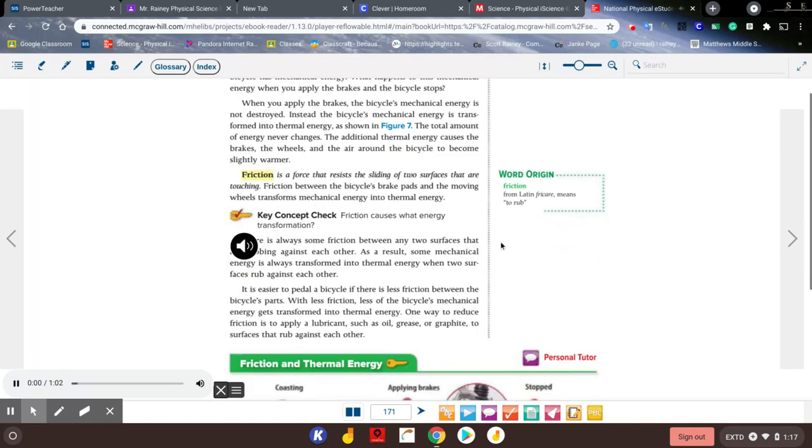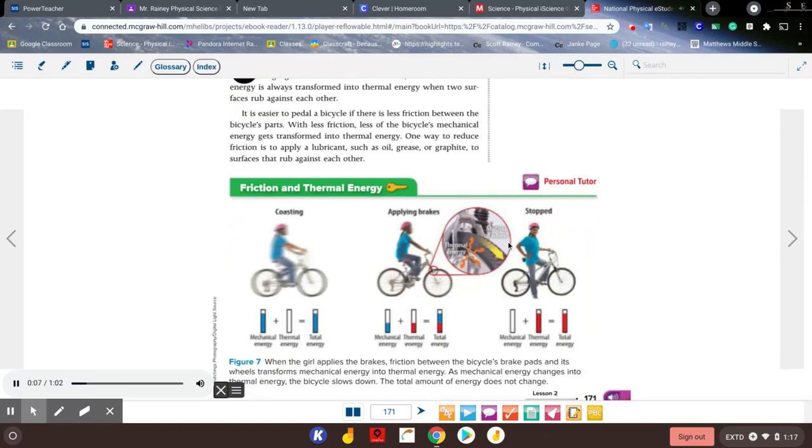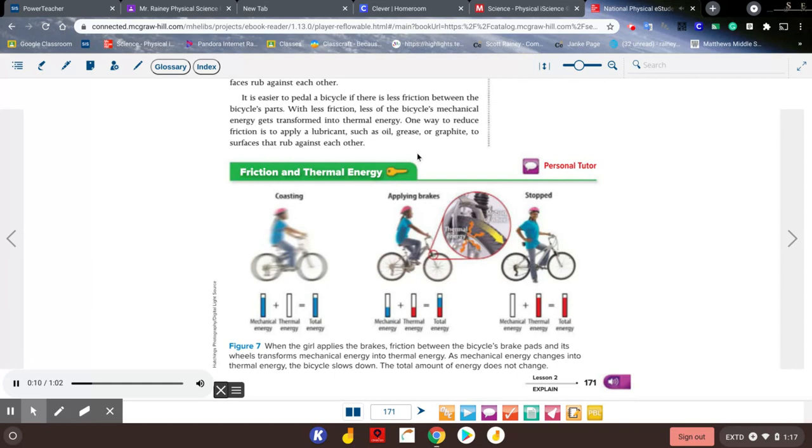Friction and the law of conservation of energy. Sometimes it may seem as if the law of conservation of energy is not accurate. Imagine riding a bicycle, as in Figure 7. The moving bicycle has mechanical energy. What happens to this mechanical energy when you apply the brakes and the bicycle stops? When you apply the brakes, the bicycle's mechanical energy is not destroyed. Instead, the bicycle's mechanical energy is transformed into thermal energy, as shown in Figure 7. The total amount of energy never changes. The additional thermal energy causes the brakes, the wheels, and the air around the bicycle to become slightly warmer.